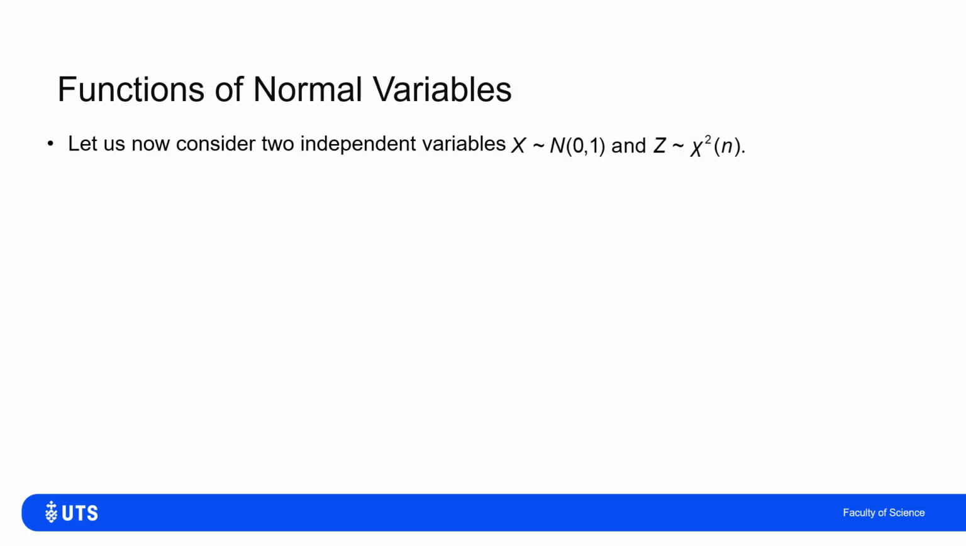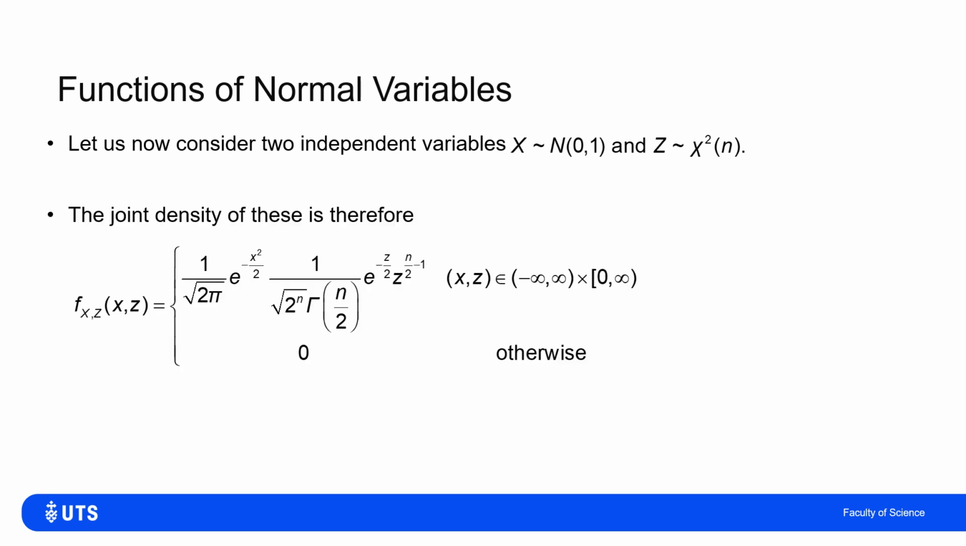If we start with two independent variables, x, which is a standard normal, and z, a chi-squared with n degrees of freedom. They're independent, so writing down their joint density is easy. I just write down the product of the two densities. That's just writing down the two definitions.